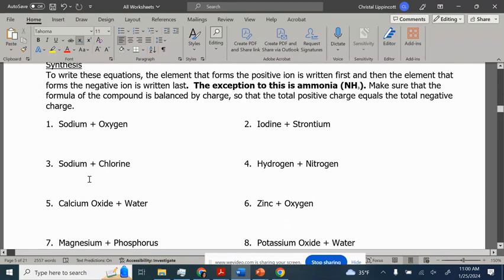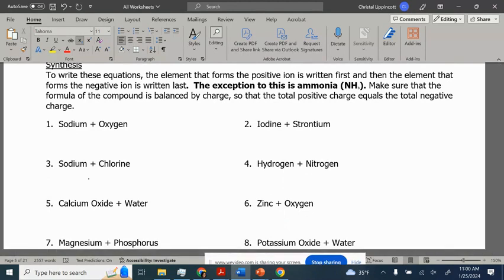Synthesis, there's only like 3 different types here. There's a type where you've got 2 elements coming together. There's a type where you have a metal oxide and water coming together. And then there's a very rare one that we don't really use hardly at all, where we're making acids.